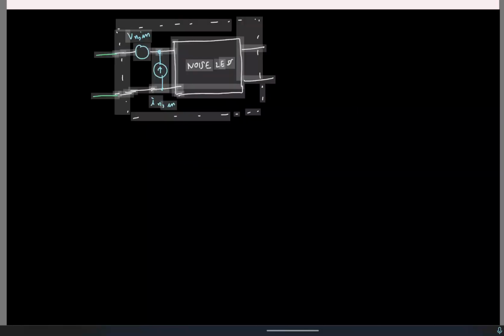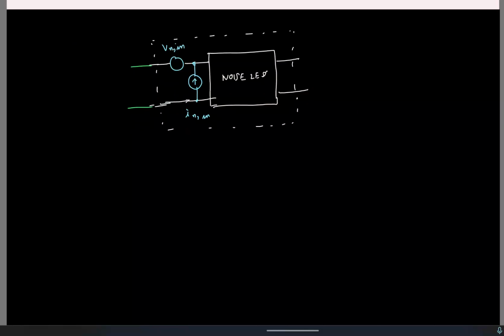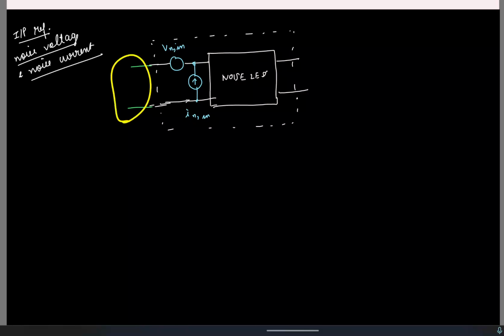And again, I've qualitatively explained, but you can rigorously prove that we can model it like this. So we need both input referred noise voltage and a noise current. Okay, we need both of them to model the noise of the network, so that it doesn't depend on the source resistance we might have here. Okay, so we can have any source resistance here and it will work.